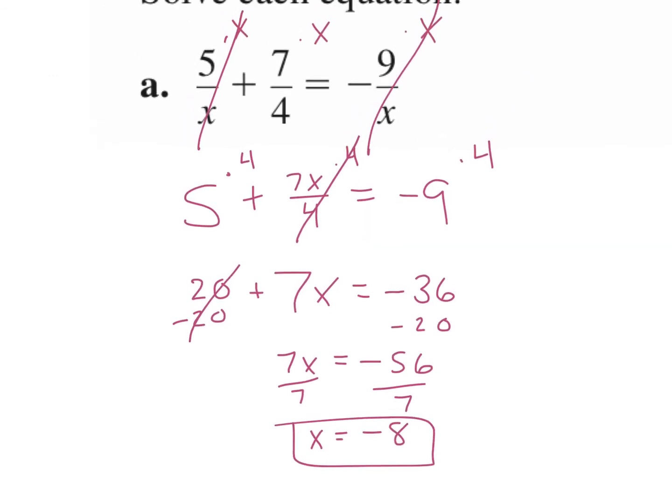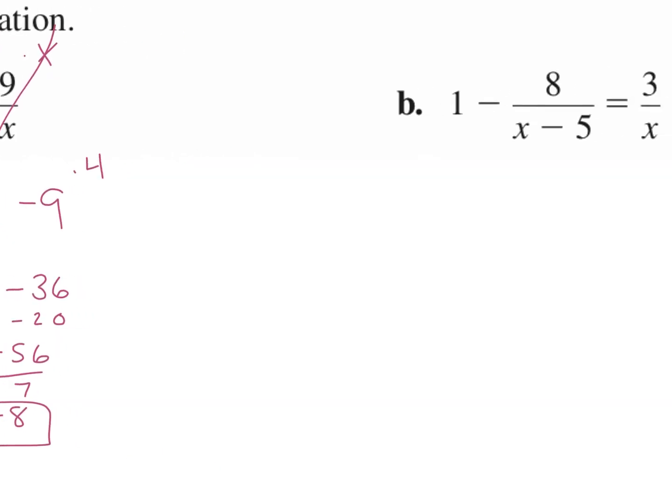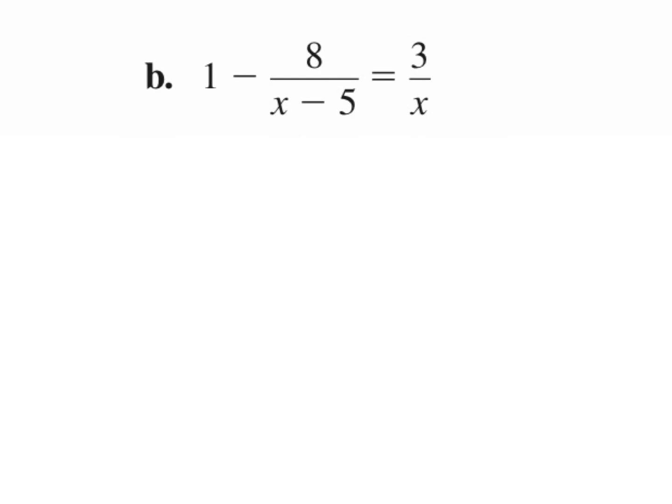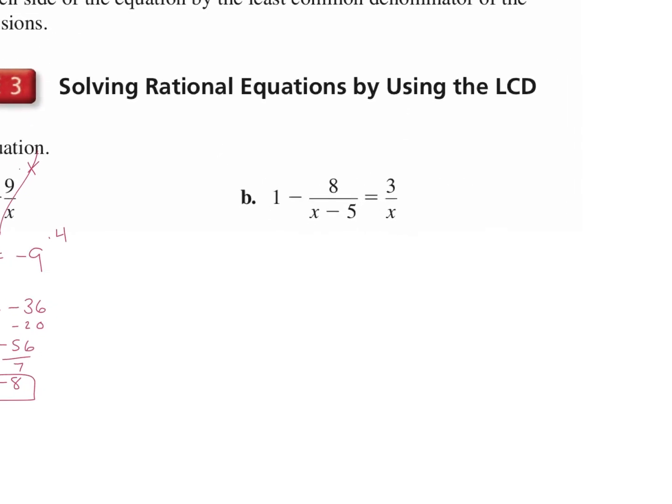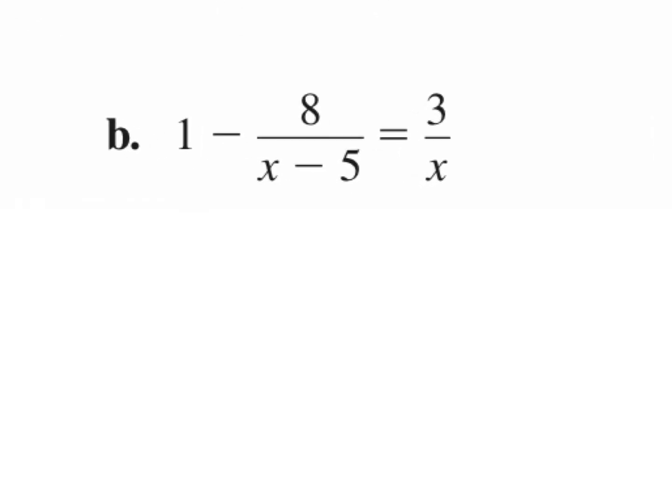Anytime you have fractions in an equation, you can always do this to get rid of the fractions. It's so much easier than working with fractions the whole time. Let's look at b. We want to multiply everything by whatever is in our denominator. So we're going to find the least common denominator and multiply that times everything. Our denominator here is 1, right? We don't have a denominator, so it's just 1. Our denominator here is x minus 5, and our denominator here is x. So we need to multiply everything by x and x minus 5.